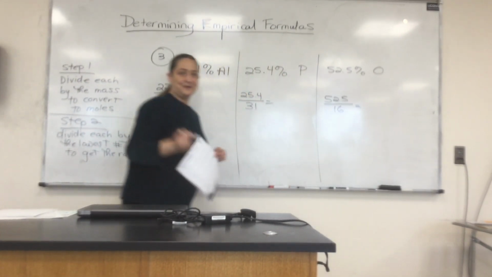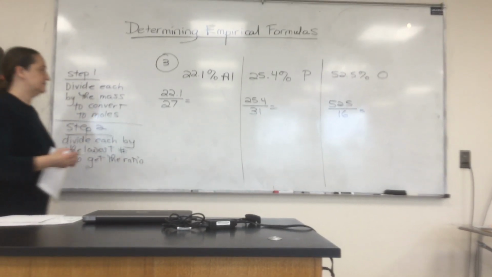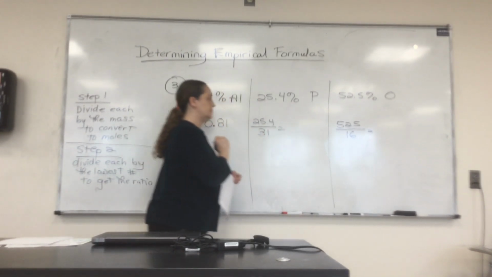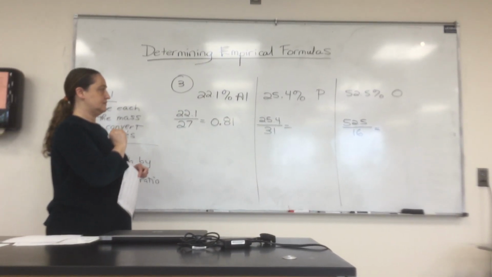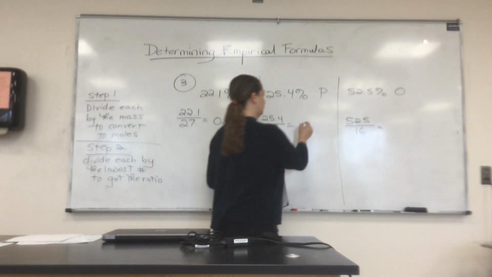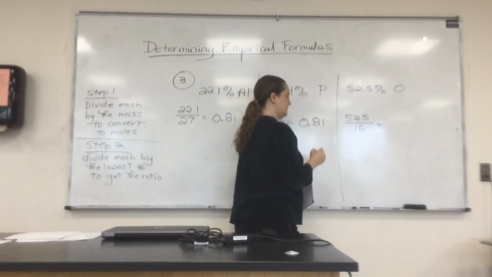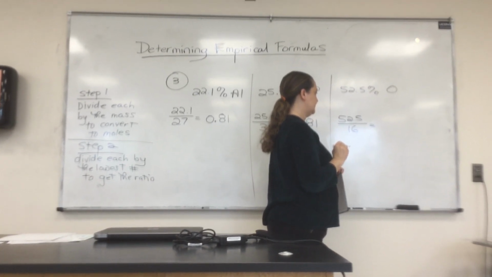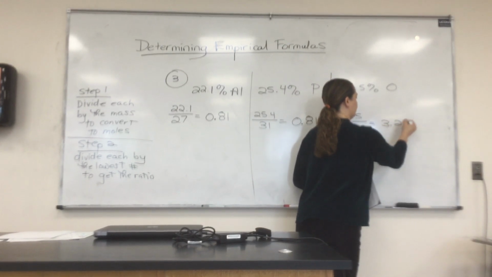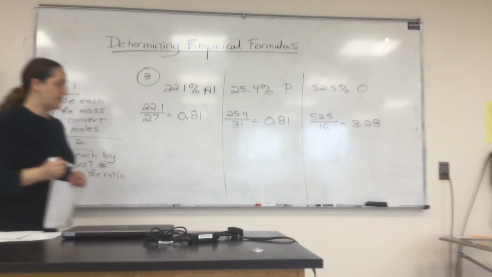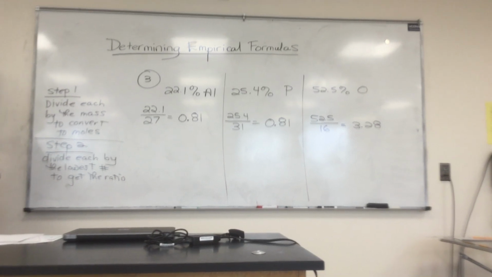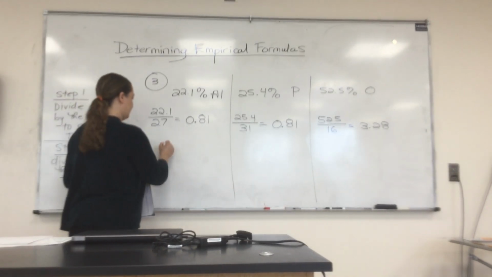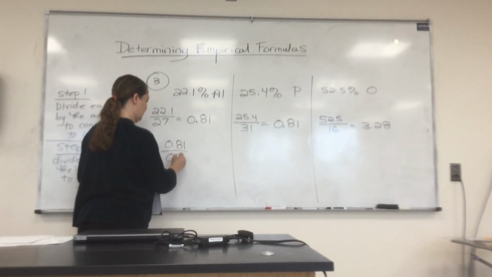Okay, go ahead. The first one's 0.81. Second one, 25.4 divided by 31 equals 0.81 again. And then 52.5 divided by 16, 3.28. Okay. So then what are we going to divide all of these by? What's the lowest of the three numbers? 0.81. Okay, so obviously these two are going to end up being 1.